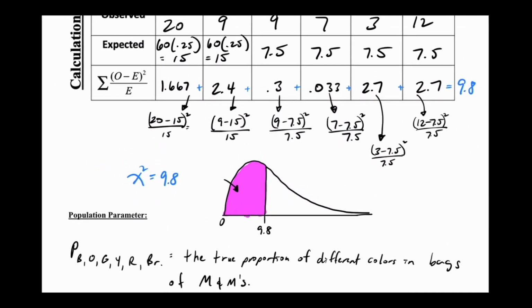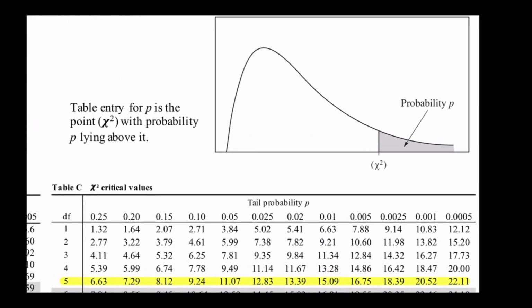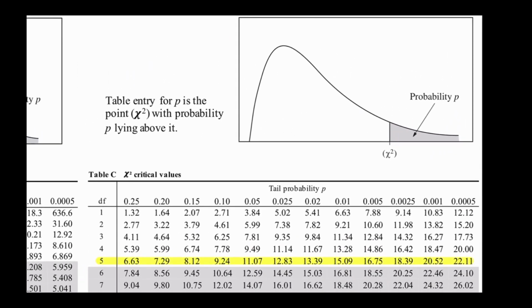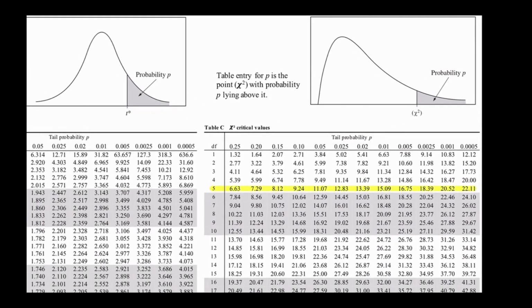Chi-square, we do have chi-square tables. Chi-square tables are the only table we haven't used thus far. It's the very, very last table with the t-score. It's the one that's skewed to the right. So chi-square is always going to be skewed to the right. Okay.